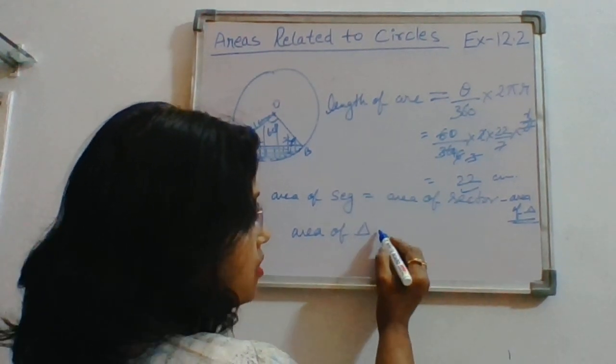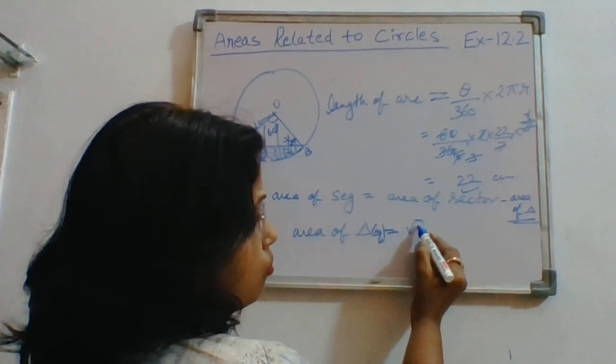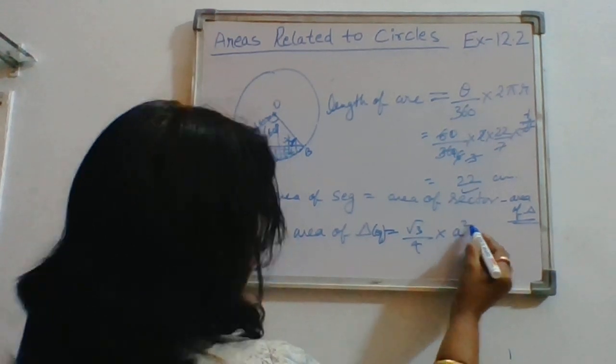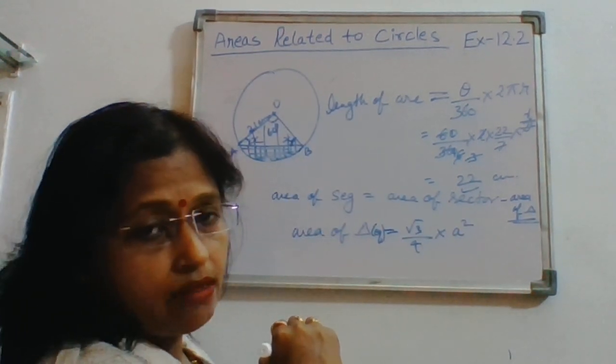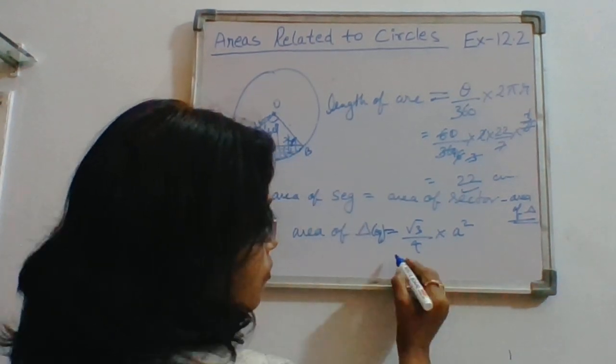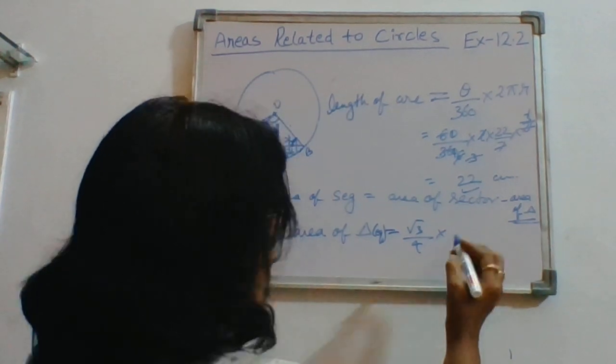So the area of this triangle will be, which kind of triangle is it? Equilateral. Root 3 by 4 side square. And what is the side here? The radius itself, 21, because this is 21, 21. So this also will be 21. So the side square will be your r square only. So r is how much? 21.